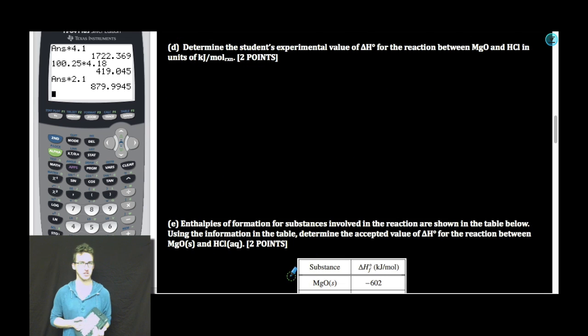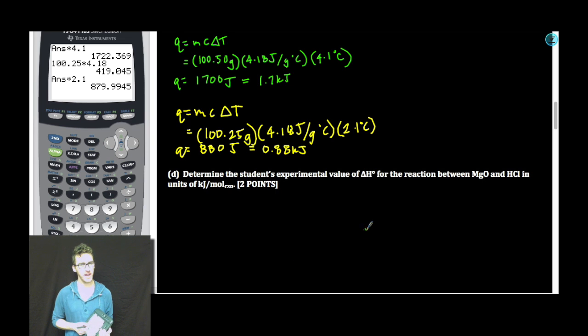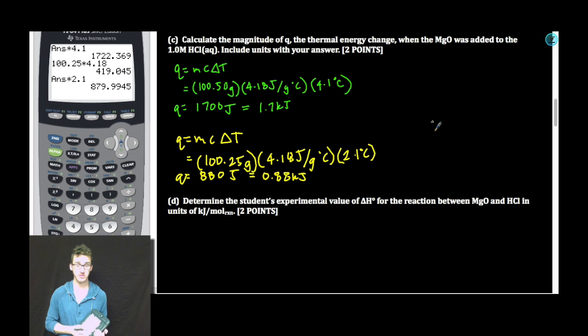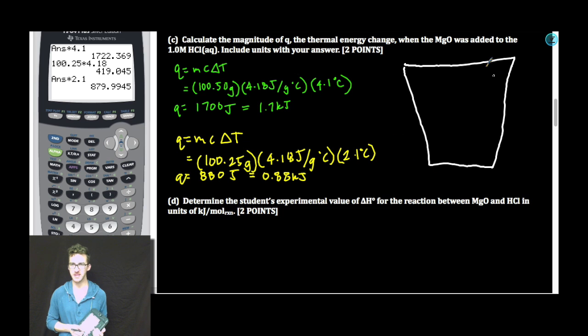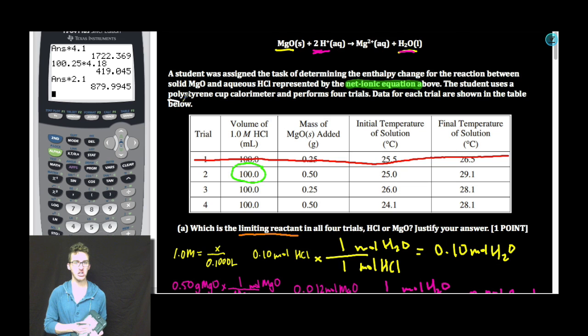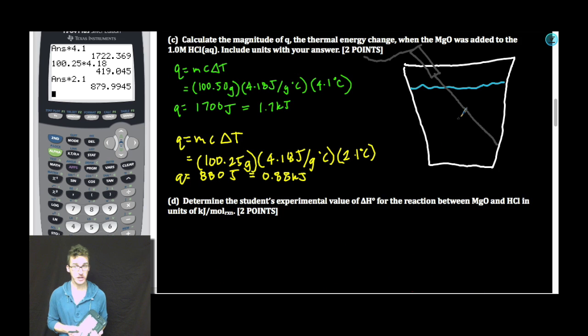Part D. Determine the student's experimental value of delta H for the reaction between magnesium oxide and HCl in units of kilojoules per mole of reaction. Again, you only have to do this calculation once, but I'm going to do it twice to drive home a really important point. First, I'm going to bust out my amazing art skills. Here's my coffee cup calorimeter. Excuse me, polystyrene. Fancy. In it, I have my solution and my temperature probe.